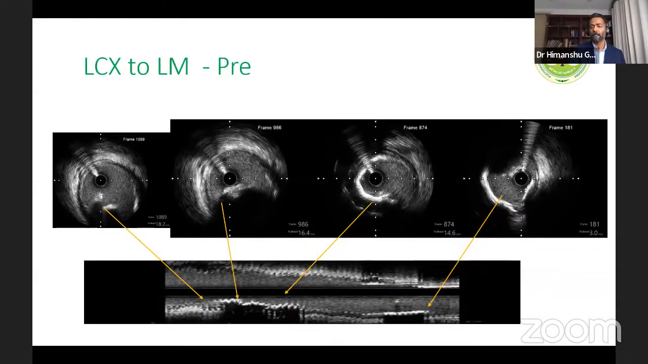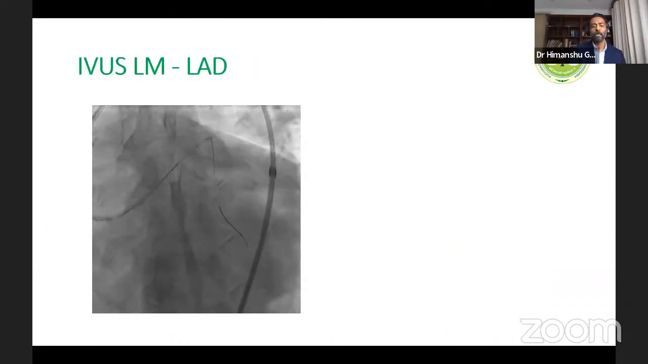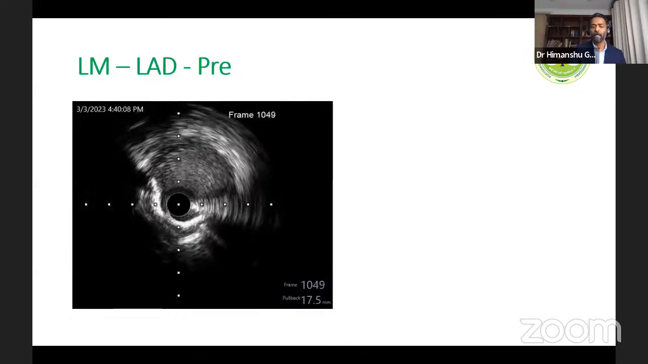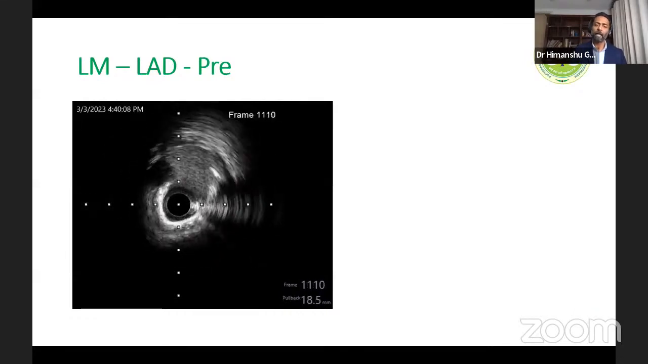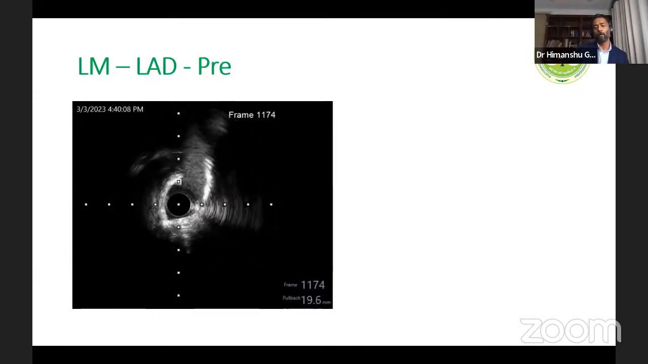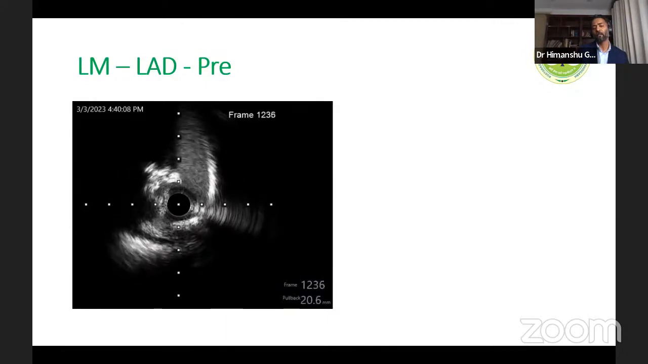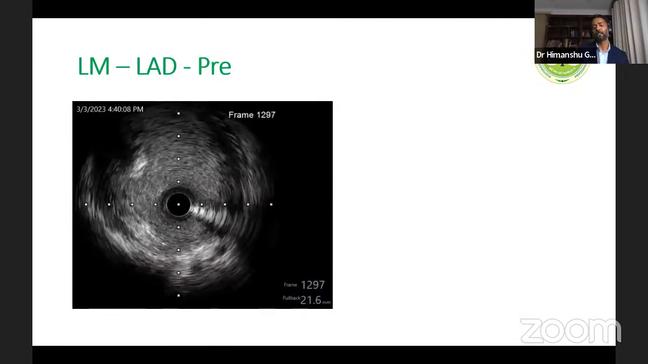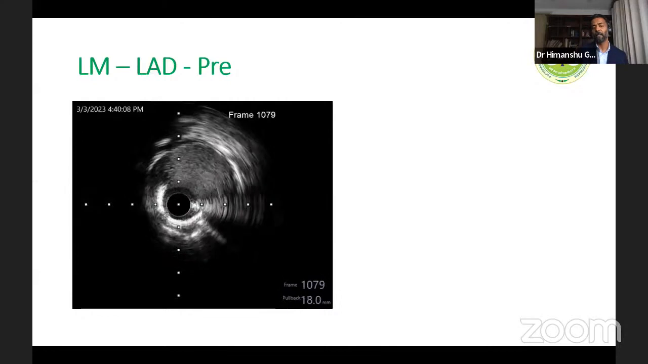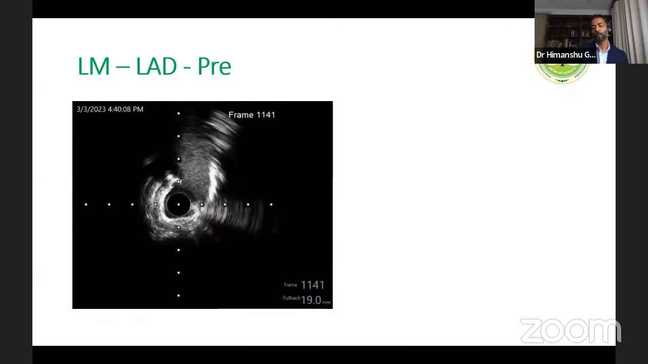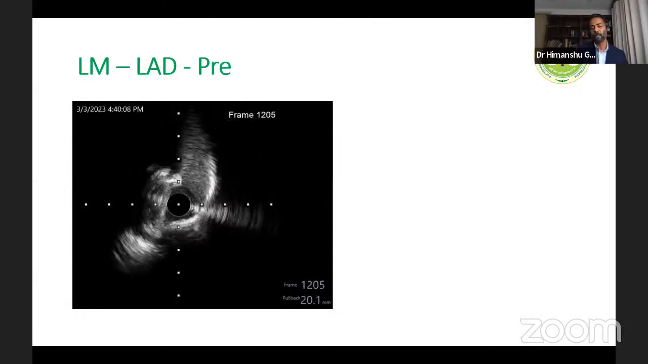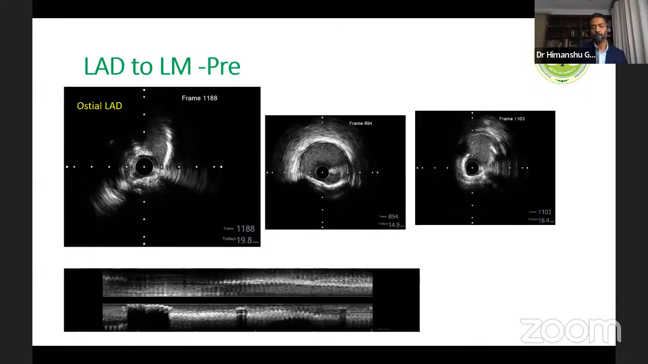So this is the circumflex run pre. And there you see a nodular calcium with good bias at about 7 o'clock. And this is the IVUS run from the LED. The IVUS run from the LED is more important. Here you see very thick nodular calcium, almost hugging the IVUS catheter at the ostium of the LED with a very narrow lumen, which was less than 2 millimeter square at the ostium of the LED.